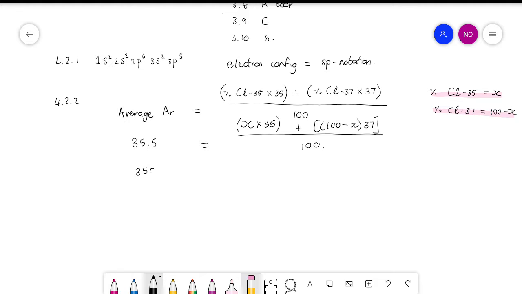Oh, sorry. And it looks like that. And here I have 35x plus that.